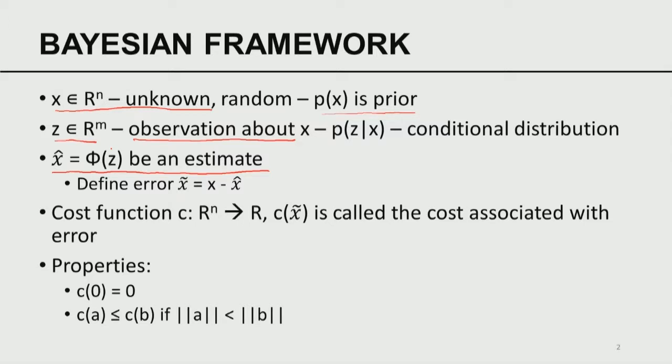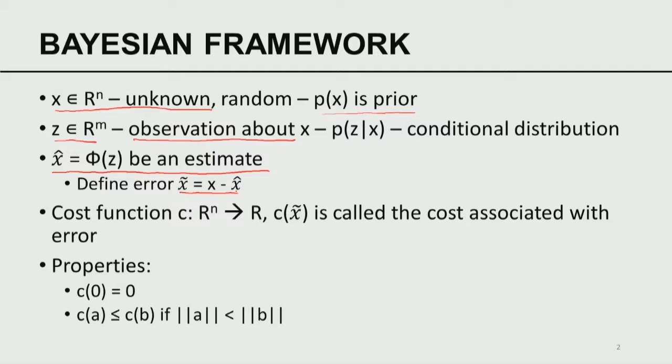We have already seen the notion of an estimator and an estimate. So if X hat is the estimate, if X is the value that Mother Nature has picked from prior distribution, the difference between what the Mother Nature has picked and what our estimate is, something we create from the knowledge of the observation about X. More often than not, X hat and X may not be equal, so there is an error. X tilde is the error in the estimate.